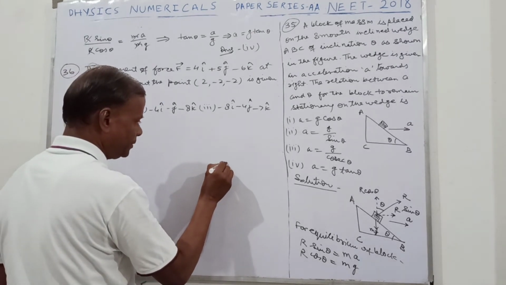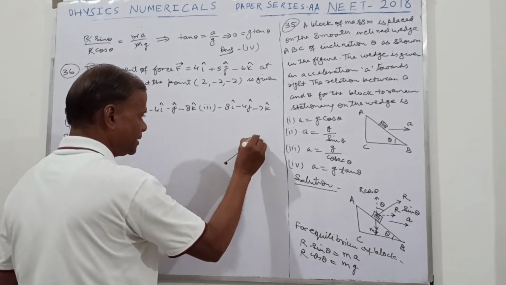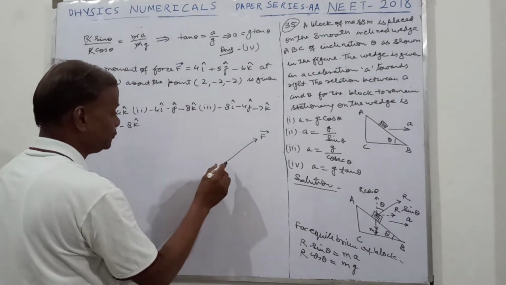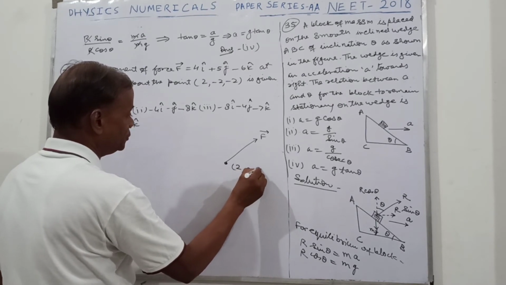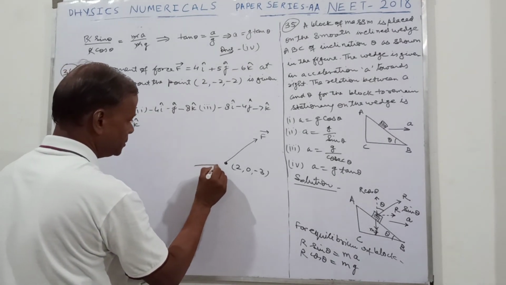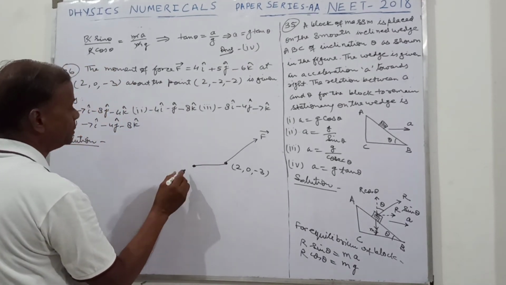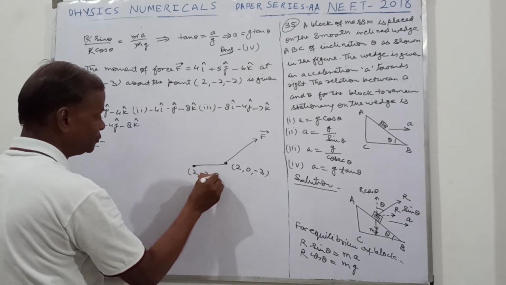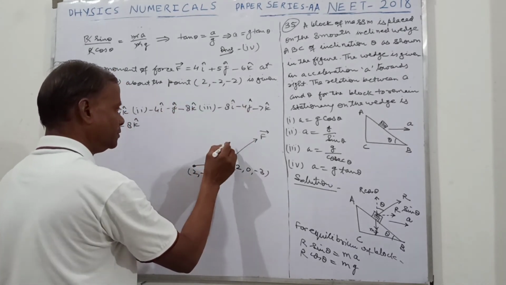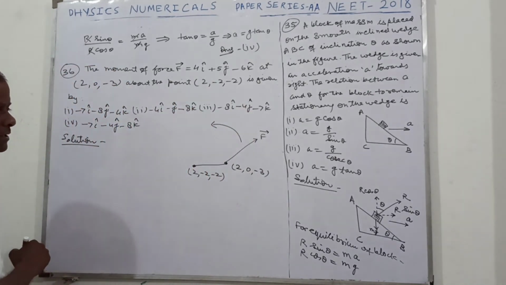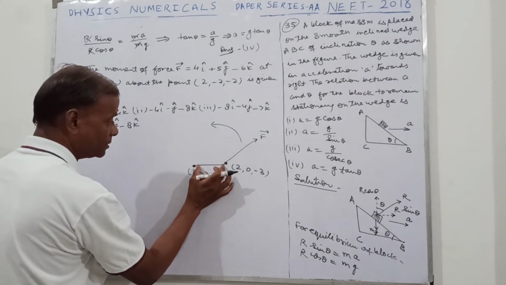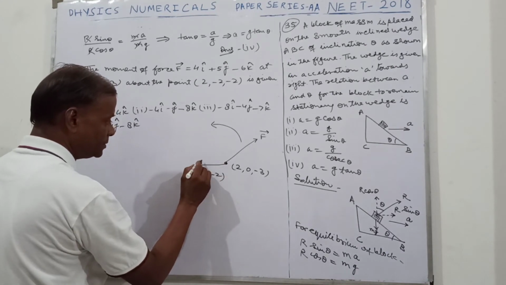Here the force F is acting at the point (2, 0, -3), about another point (2, -2, -2). This force is being applied, so it rotates in this direction. So what we have to find? We have to first find this value R.